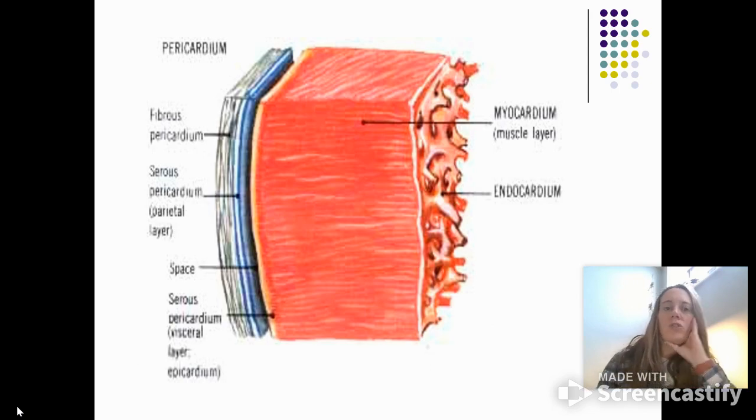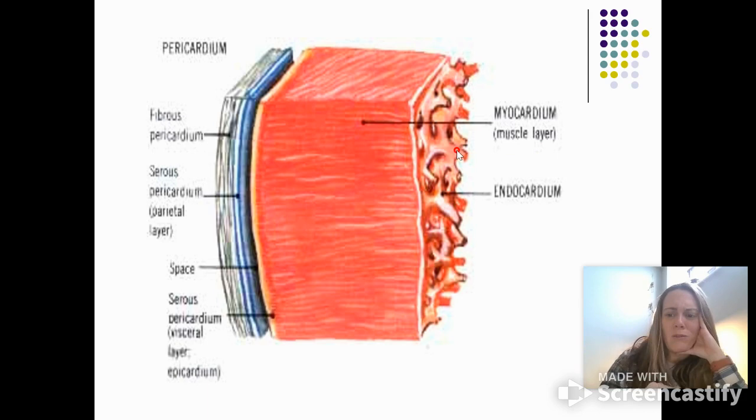Let's see here. This is looking at a cross section of the heart itself. This would be deep. This would be superficial. So I'm going to start actually from deep to superficial. The innermost layer of the heart, so like blood would be right here, would be the endocardium. Endo meaning on the inside. That is made out of endothelial cells.